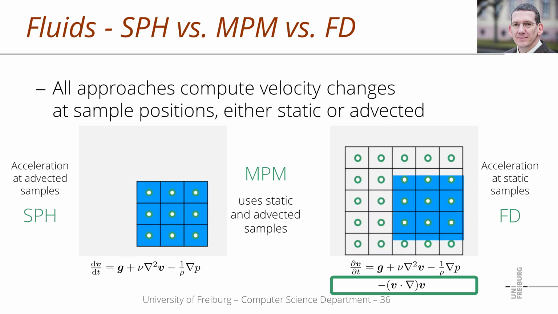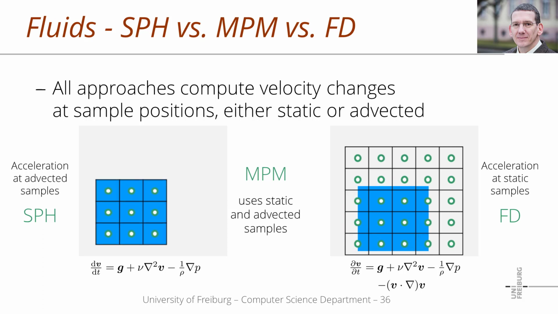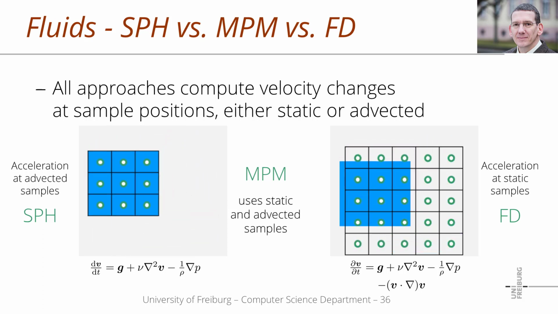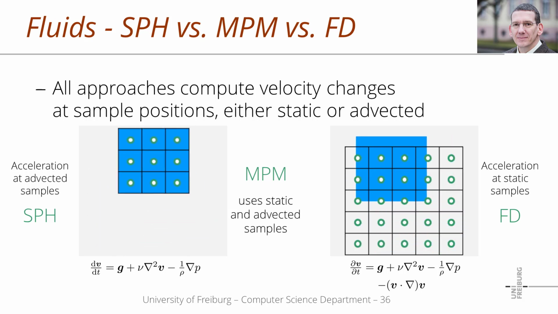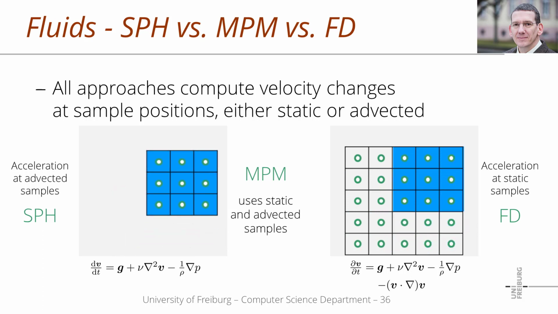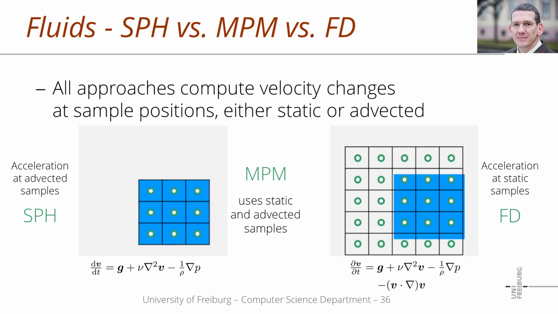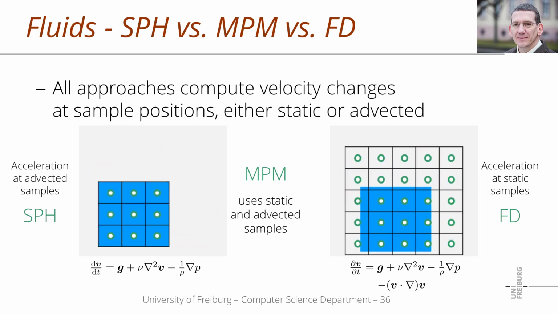And this difference in the handling of the sample advection is accounted for with an additional acceleration term in the grid concept. Now, particle and grid approaches also typically differ in the discretization schemes that are used to approximately compute the accelerations. In particle simulations, SPH is a popular choice, while in grid approaches, finite differences are a popular option. In addition to pure particle or pure grid approaches, there also exist hybrid schemes.